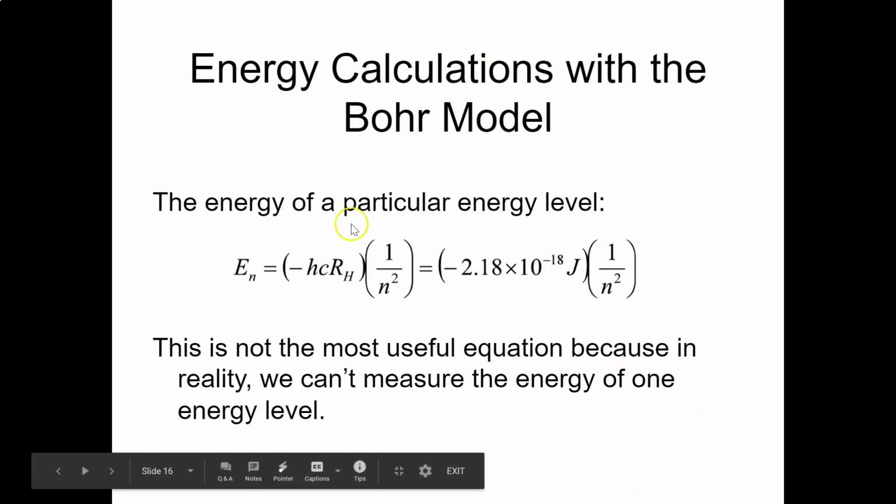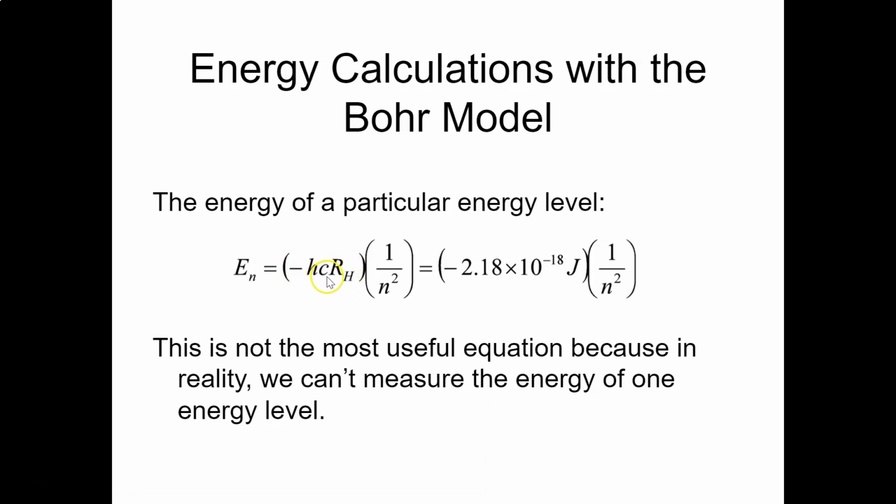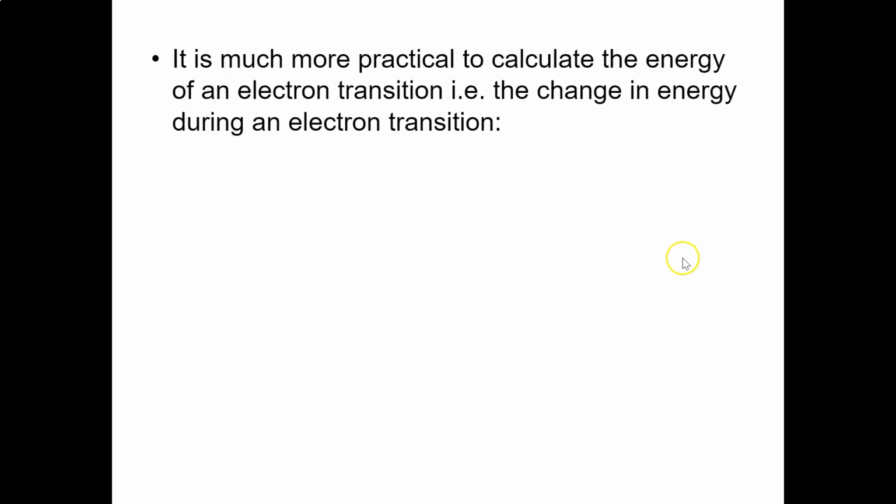So we're going to take this modified equation. Notice that this equation has three constants in it: Planck's constant, the speed of light, and the Rydberg constant. So these three all combine to give you this value. So rather than having to worry about these three, we just stick this number in there because that's the result of multiplying those three constants together. All right, so like I said, it's more practical to measure the change in energy during an electron transition.